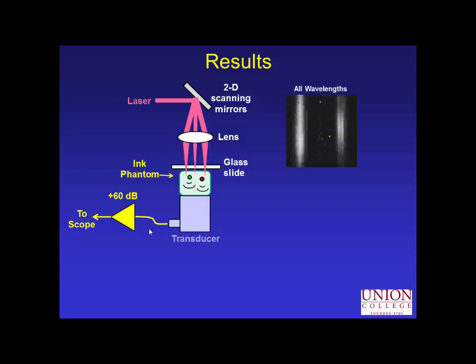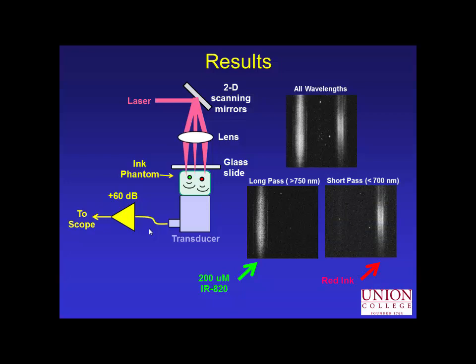If we use all the wavelengths, then we can see both tubes. The left one is IR820 dye at 200 micromolar, and the right tube is a red dye. Then if we use a long pass filter, as you would expect, we indeed only see the left tube where the IR820 is filled. And if we use a short pass filter, then we see the red ink tube. Basically, that's just to demonstrate the ability to pick different wavelength bands.